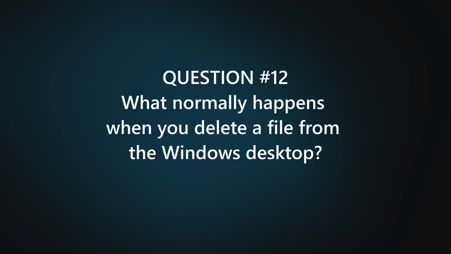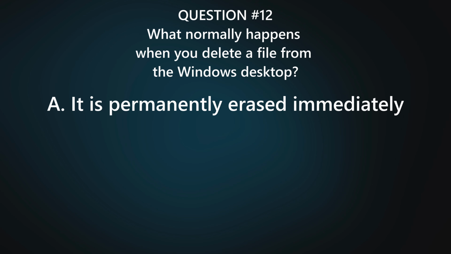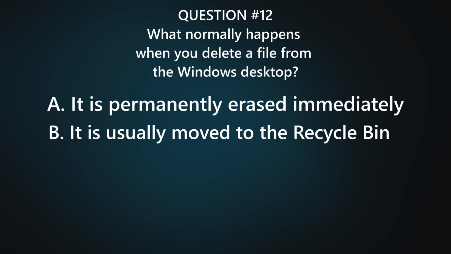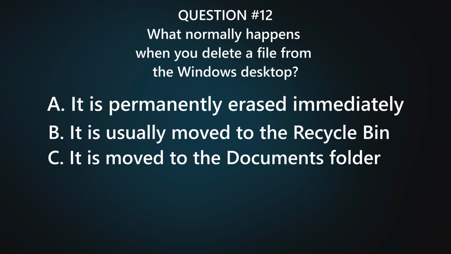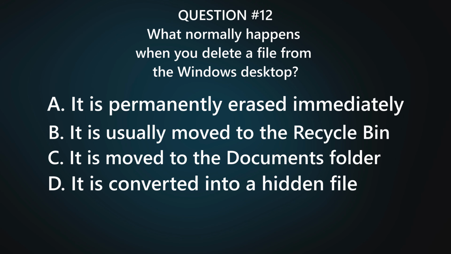Question number 12. What normally happens when you delete a file from the Windows desktop? A. It's permanently erased immediately. B. It is usually moved to the recycle bin. C. It is moved to the documents folder. Or D. It's converted into a hidden file.